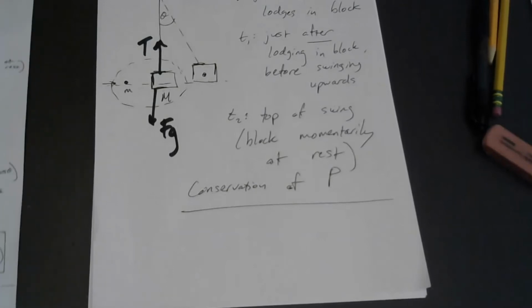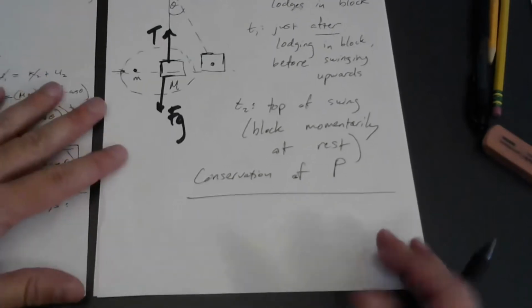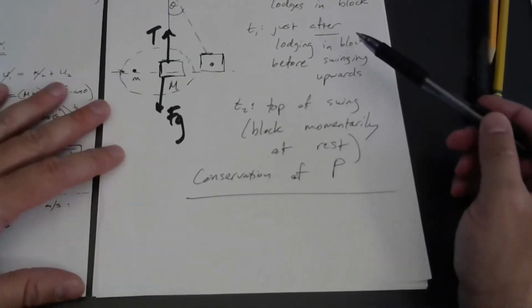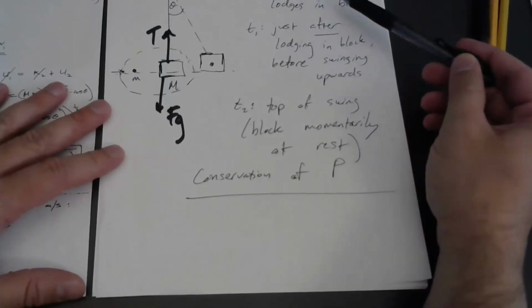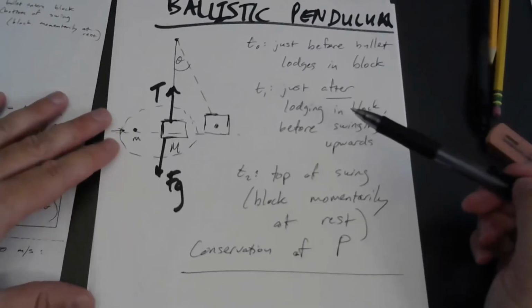And because this is a one-dimensional problem, at least this phase of the problem, I'm not going to mess with subscripts x and y. So it's understood that I'm applying momentum conservation along the x-axis. Okay, well, when is momentum conserved? It's between these two times that I don't expect the momentum to change.